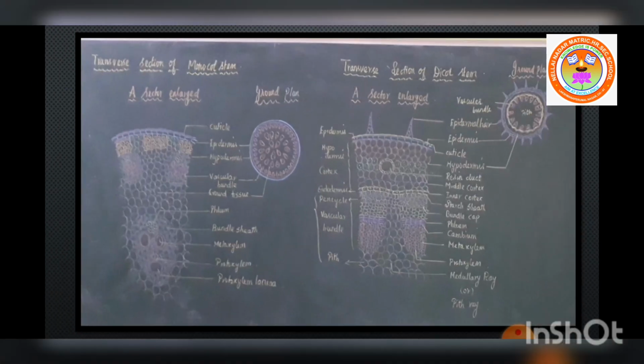Just see the picture. Transverse section of monocot stem, ground plan and a sector enlarged. Then transverse section of dicot stem, ground plan and a sector enlarged. So what are all the important anatomical differences between dicot stem and monocot stem? Already we discussed. I hope you would have understood the internal structure of stem, dicot and monocot stem, and the anatomical differences between dicot stem and monocot stem.